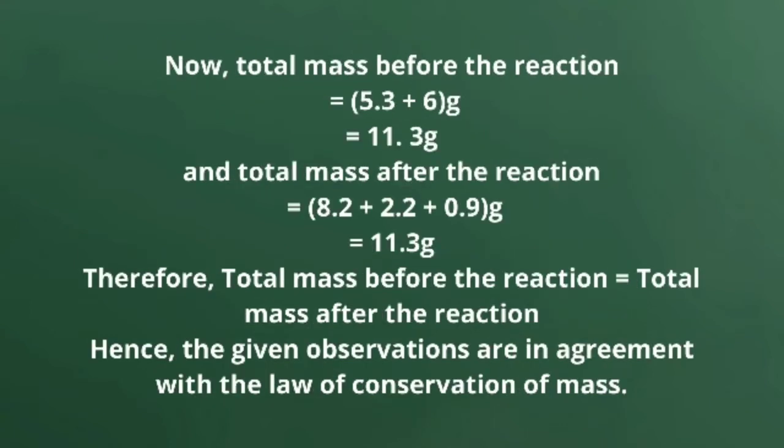Now total mass before the reaction is equal to 5.3 plus 6 gram is equal to 11.3 gram, and total mass after the reaction is equal to 8.2 plus 2.2 plus 0.9 gram is equal to 11.3 gram. So therefore total mass before the reaction is equal to total mass after the reaction. Hence the given observations are in agreement with the law of conservation of mass.